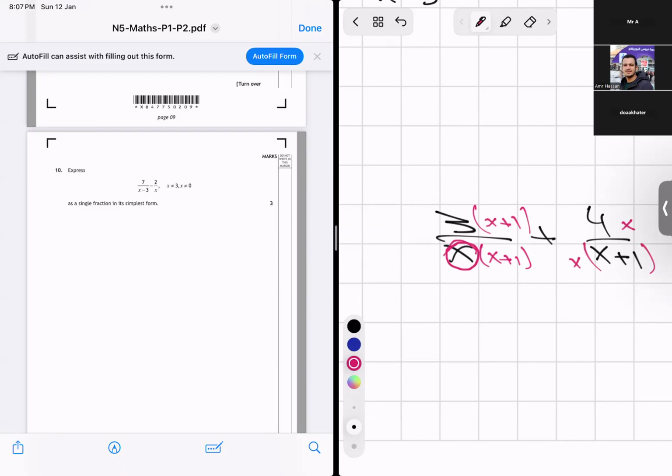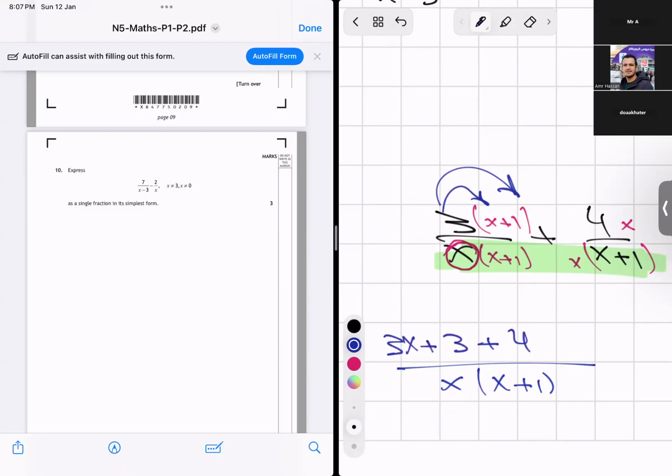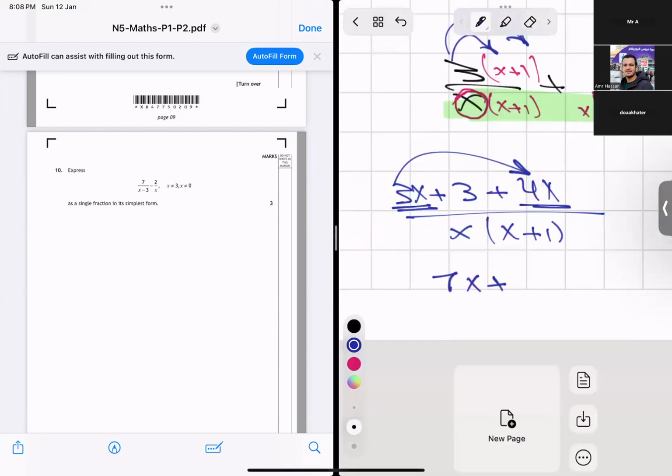So I think you've noticed the exact same thing, right? So let me write x. This one's been multiplied with x plus 1, right? But remember, this one we need to distribute it. So this one's going to be 3x plus 3 plus 4x. Get it? And the last step that I need, just add up 3x and 4x together, which is supposed to be 7x plus 3 over x, multiplied with x plus 1. Did you get it?